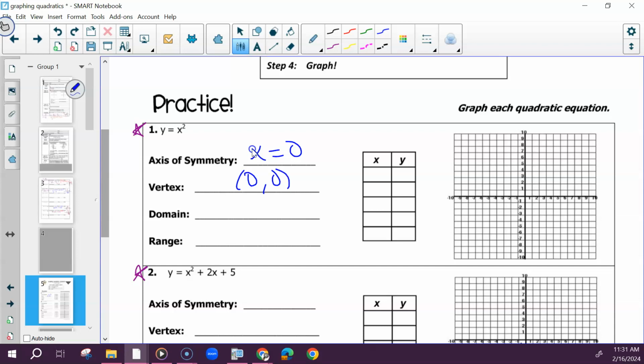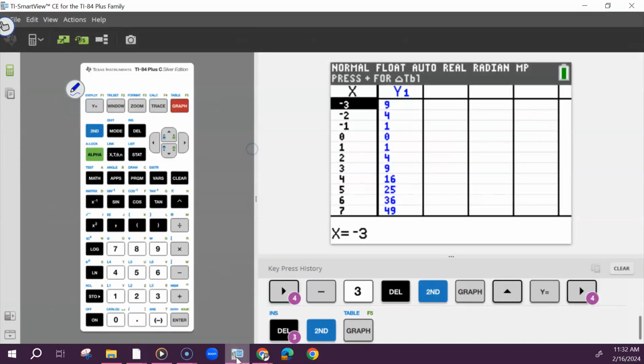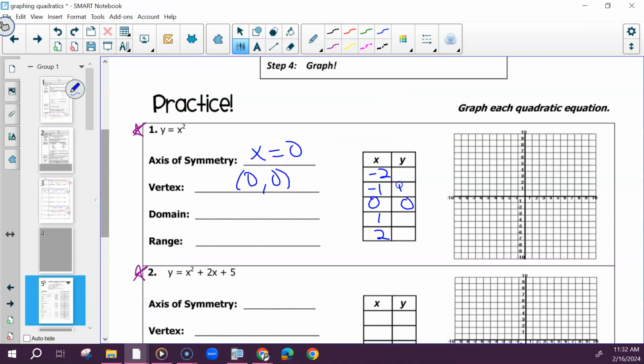To fill out your table, you want to start with your vertex in the middle. And then your x's, you can go backwards and forwards. And then you can use your table from your calculator to fill out the rest of the y's. So that was 1 and 4. Let's go ahead and graph this first, and then we'll talk about these two. So graph those 5 points on your graph.